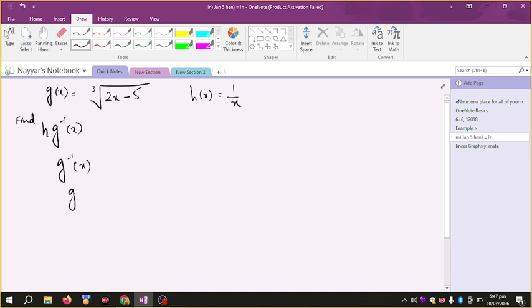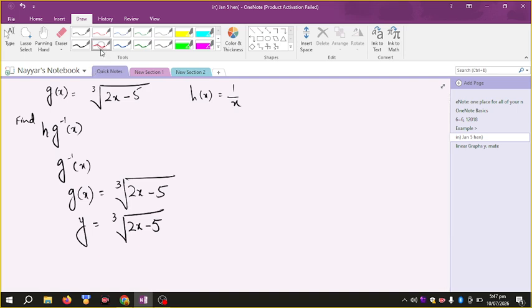So g of x is the cube root of 2x minus 5. What is the first step? The first step is that you will make it equal to y. g of x is equal to y. This is your first step. The second step is that you have to make x the subject. This was our first step, that you write down g of x is equal to y. Now the second step is that you have to make x the subject.